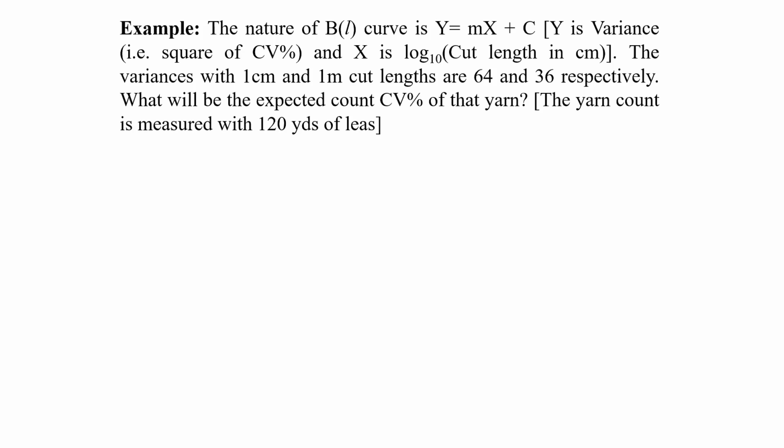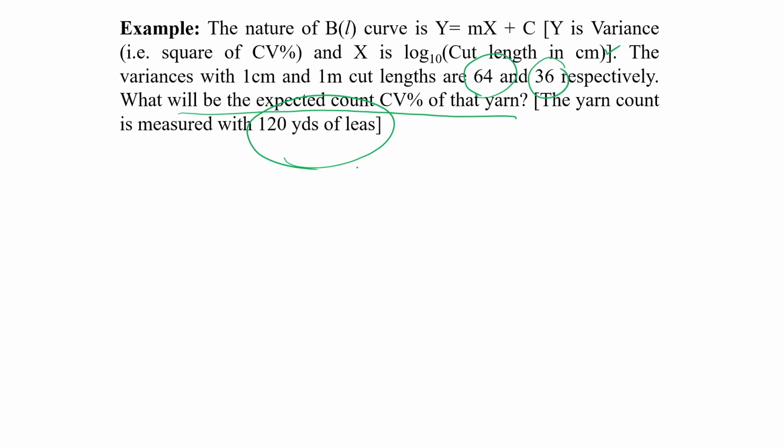Now, another similar numerical. The nature of BL curve is y equal to mx plus c, y is variance and x is log cut length. The variance with 1 centimeter and 1 meter are given 64 and 36 respectively, like the earlier one. What will be the expected count CV of yarn? So, we want to measure the yarn count CV, when the yarn count is measured based on the 120 yards of lea. So, we will do in a similar way, but here the cut length will be 120 yards, so we will have to convert it.